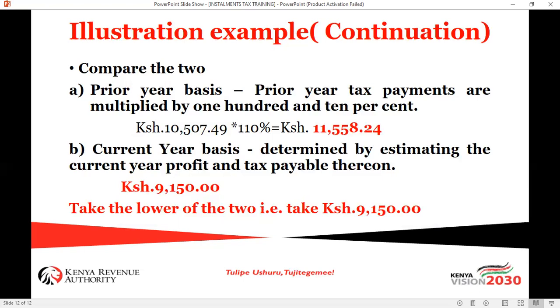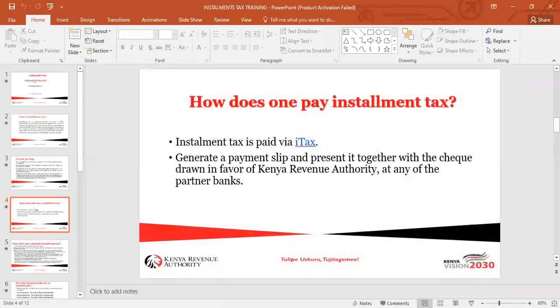So that is all about installment and advance tax. So we can check whether iTax is back. We do the 2 examples, then we call it a day. Okay, let me see whether imerudi.